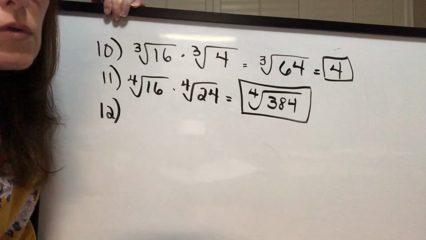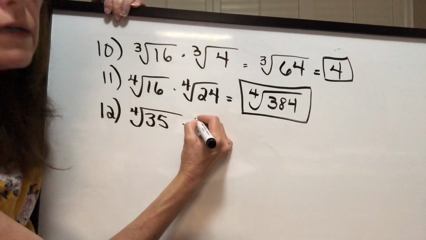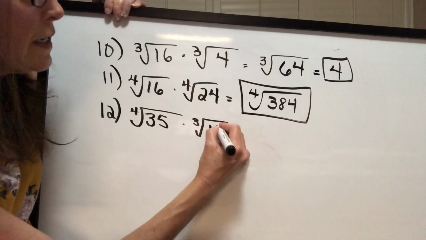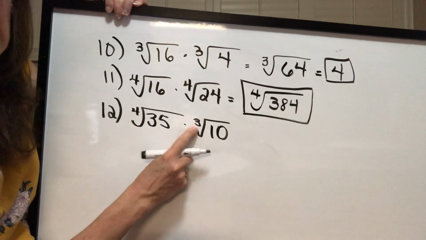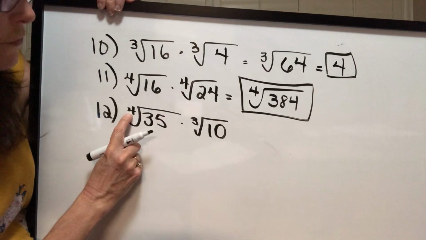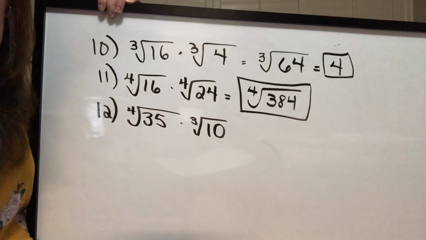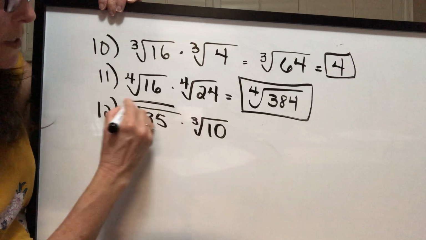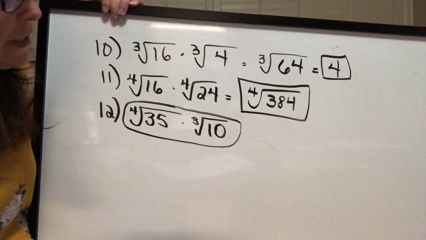Okay, and then 12, we've got the 4th root of 35 times the cube root of 10. Now this one is different in that this is a 4th root and that's a cube root. You cannot multiply these together because they don't have the same type of root. A 4 and a 3 don't match, so you're not allowed to multiply those two together. So this one is done as it was at the beginning.